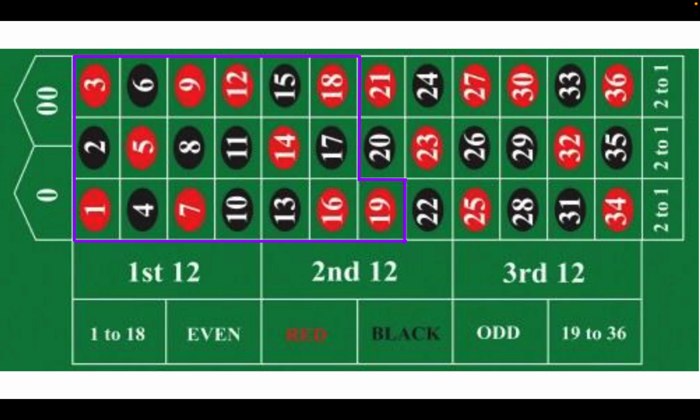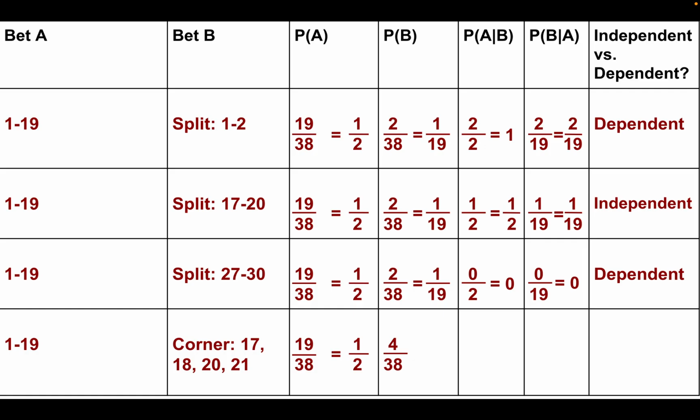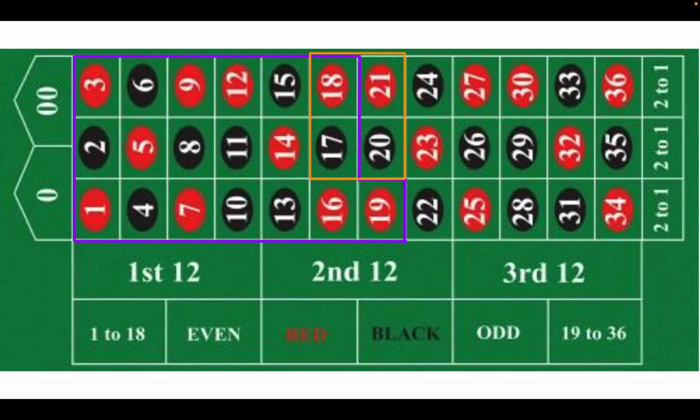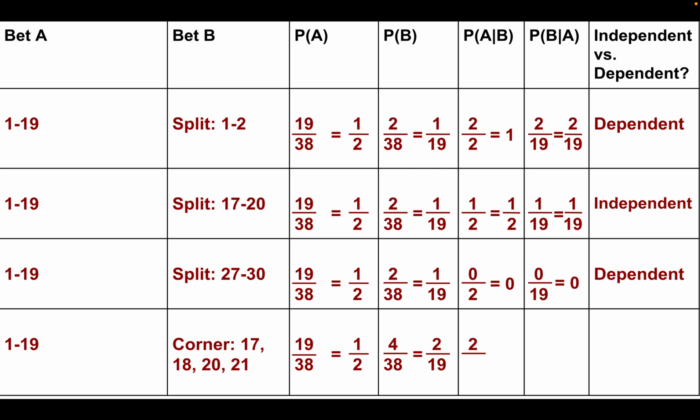So here, this is again 19 out of 38, which reduces to 1/2. And then my corner bet, remember on the corner bet, you're betting on 4 numbers, so this is going to be 4 out of 38, which reduces to 2/19. And then for my conditional probability, we need to look at the overlap. So I plotted both bets, and I see that there's 2 numbers of overlap. So this is going to be 2 out of 4 ways to win bet B. And so then that's going to equal 1/2.